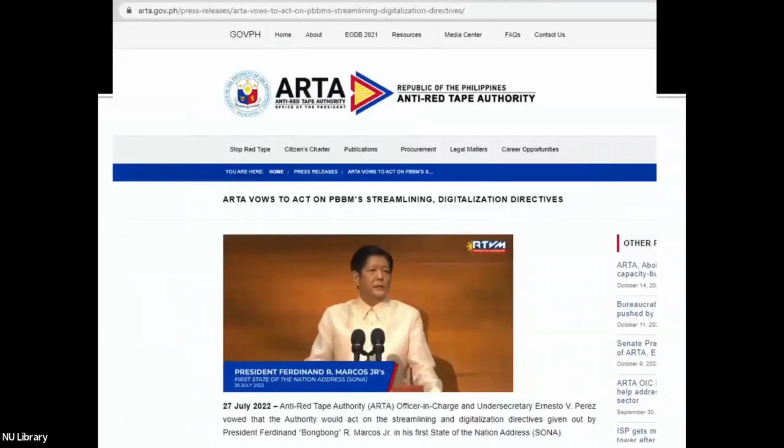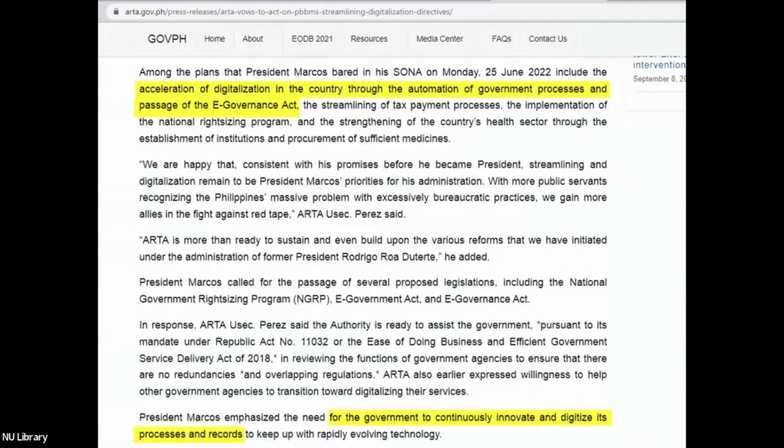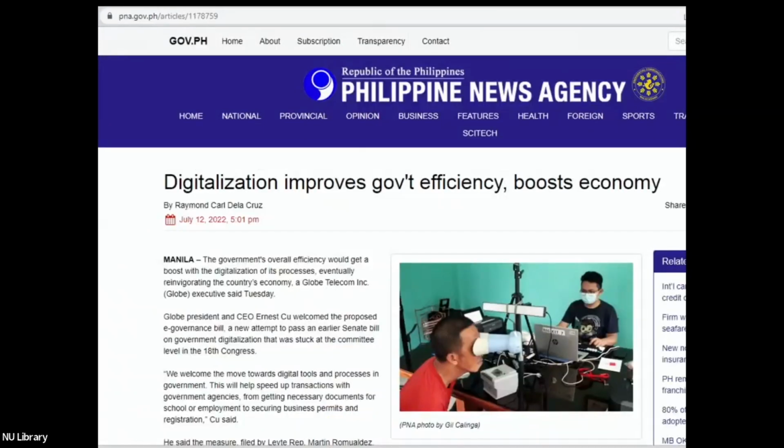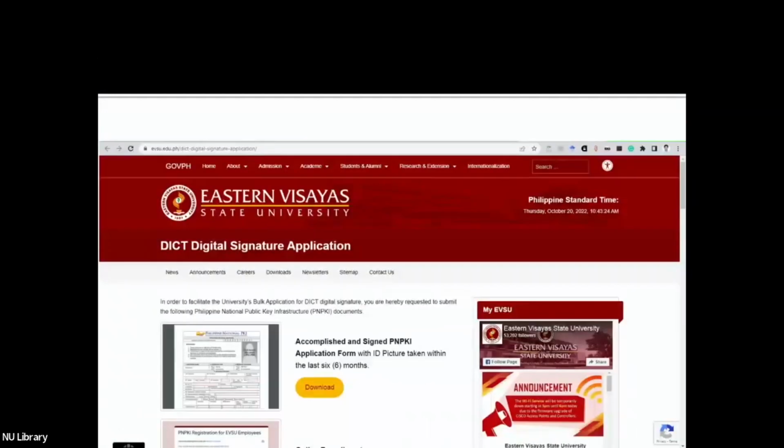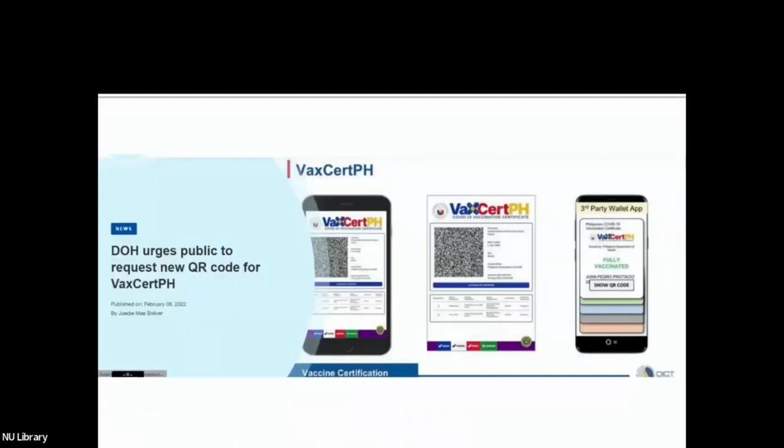And the current administration of President Marcos is also pushing for digitalization directives and initiatives, continuously innovating and digitizing its processes and records. They target to boost the economy and government efficiency through that. This is an example of providing secure digital certificates to the public by using digital signatures. It is implemented in most universities and government offices.